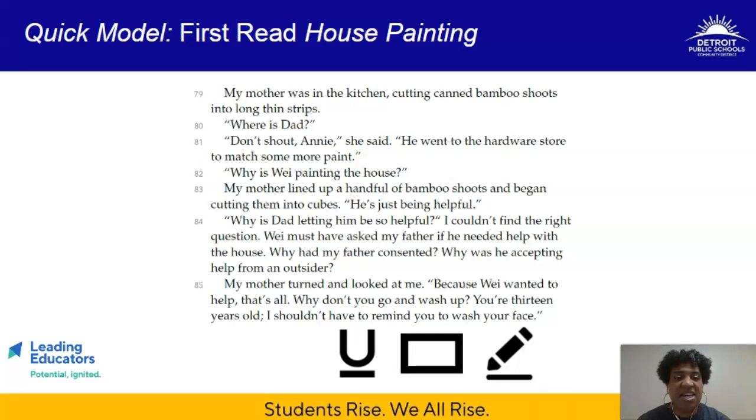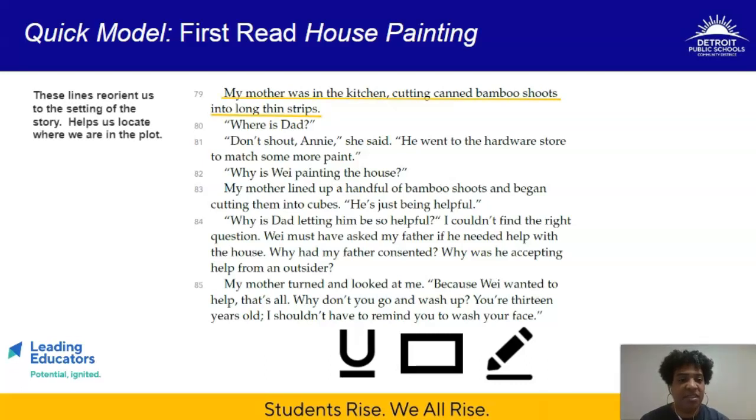Okay, let's do our annotating, folks. So we're going to start by underlining the background information here. My mother was in the kitchen cutting canned bamboo shoots into long, thin strips. So this reorients us to the text. We know where we are. We're in the kitchen. Mom is cooking. Okay, so we know where we are in the plot.